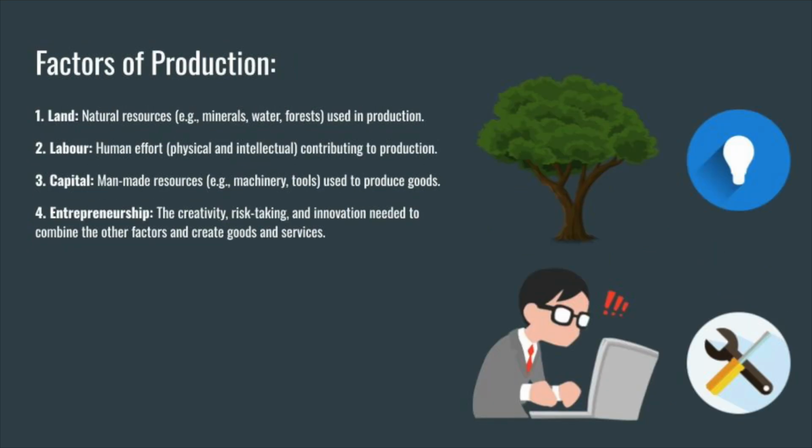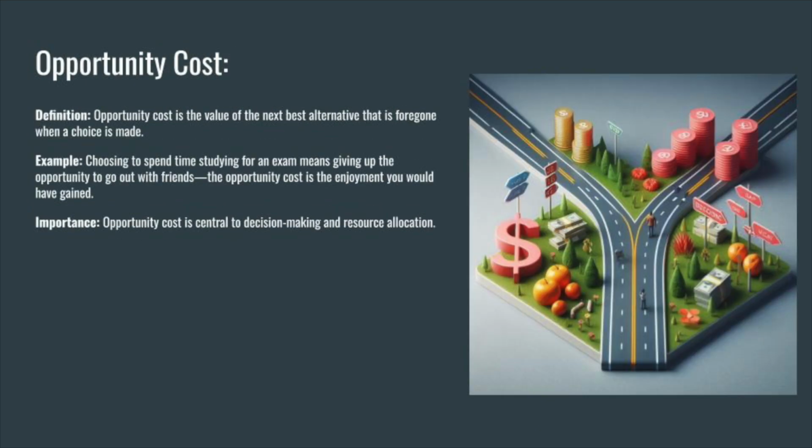These resources are known as the factors of production, which include 1. Land. Natural resources like minerals, forests, water, and land itself. 2. Labor. Human effort, both physical and mental, used in production. 3. Capital. Man-made resources such as machinery, tools, and buildings that aid production. 4. Entrepreneurship. The ability to innovate, take risks, and bring the other factors of production together to produce goods and services. Given this scarcity, choices must be made.